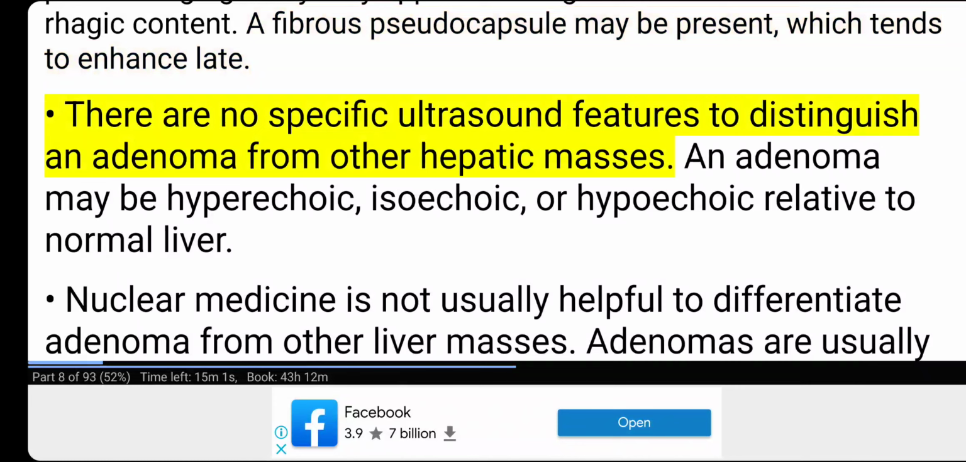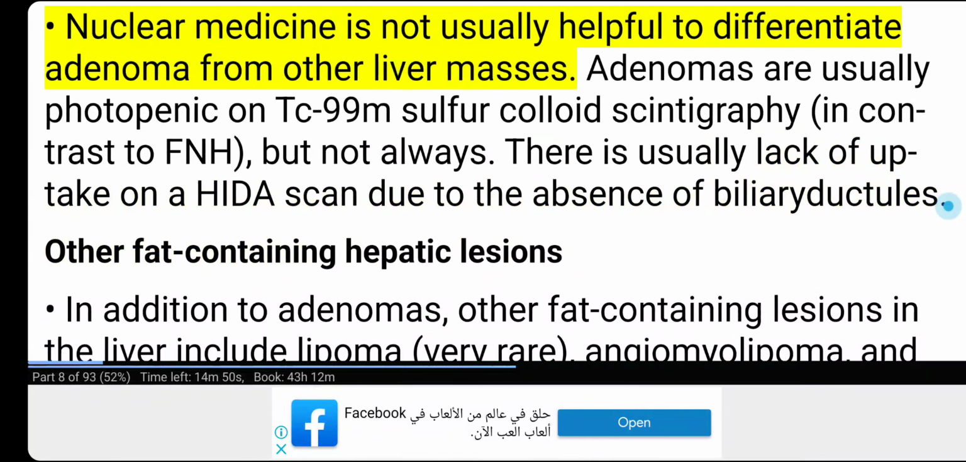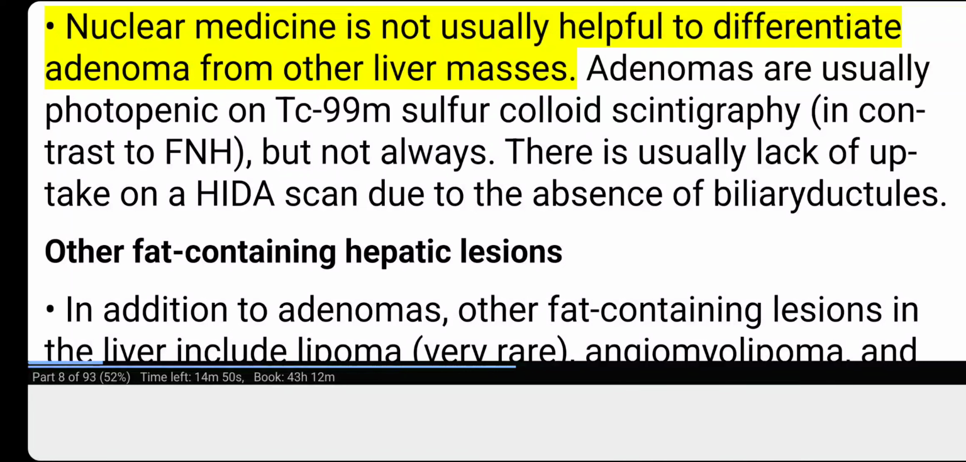There are no specific ultrasound features to distinguish an adenoma from other hepatic masses. An adenoma may be hyperechoic, isoechoic, or hypoechoic relative to normal liver. Nuclear medicine is not usually helpful to differentiate adenoma from other liver masses.